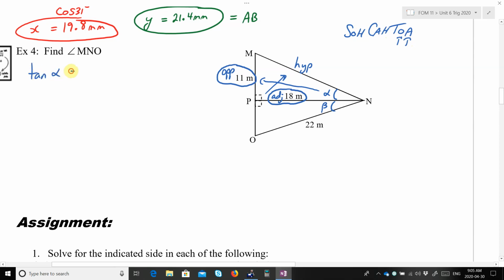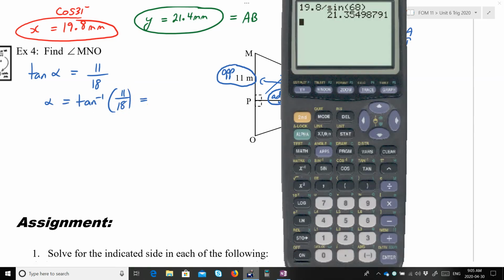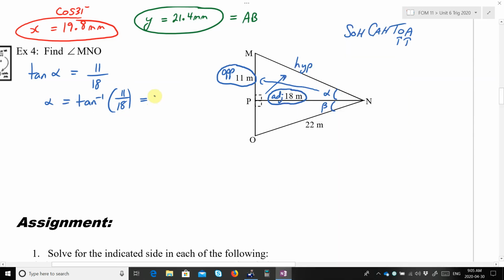So tan of alpha is equal to, the opposite is 11, adjacent is 18. And remember, to get an angle, you have to go tan inverse of 11 over 18. So I'm going to go shift tan, 11 over 18, bang. 31 degrees, let's say.